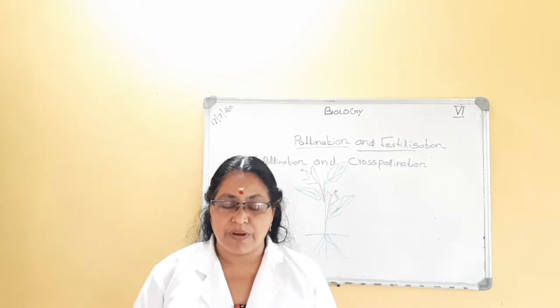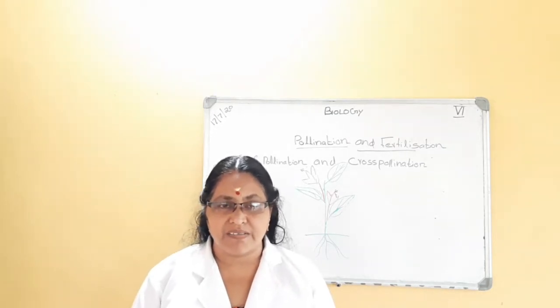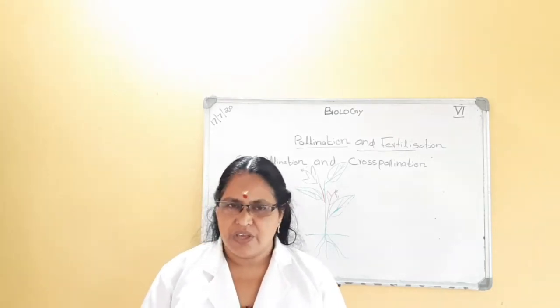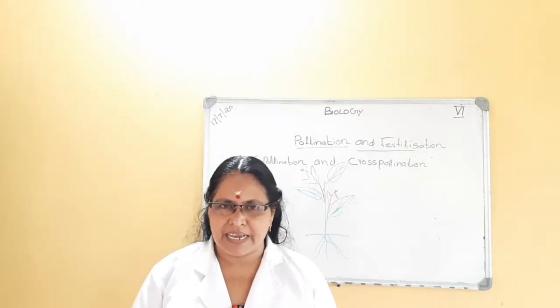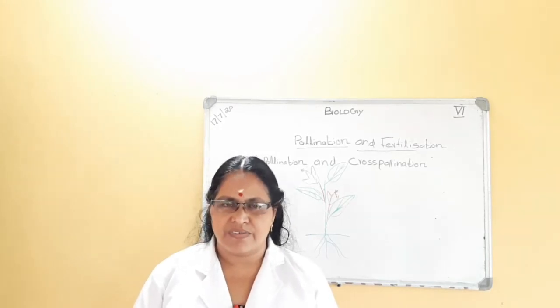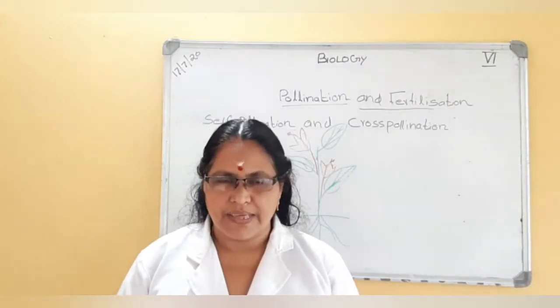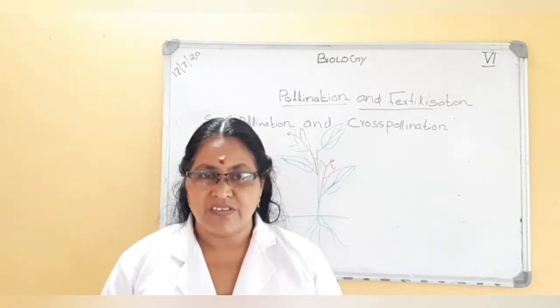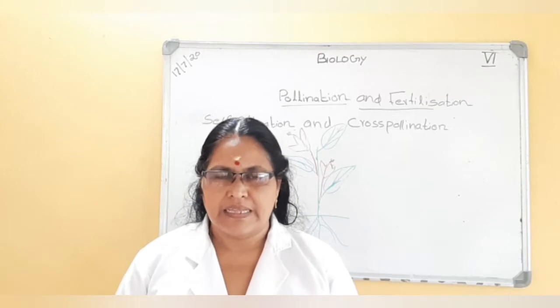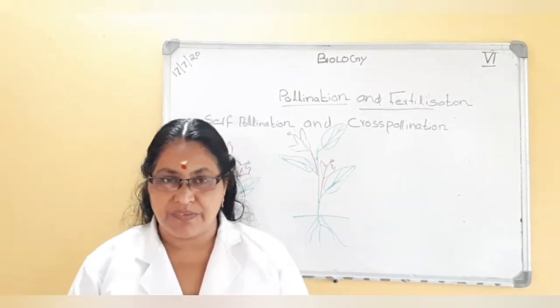There are 4 parts in a flower. These parts are arranged in 4 whorls. They are calyx, corolla, androecium and gynoecium. Calyx is green in color. It consists of sepals. Corolla is the brightly colored part of the flower. It consists of petals.